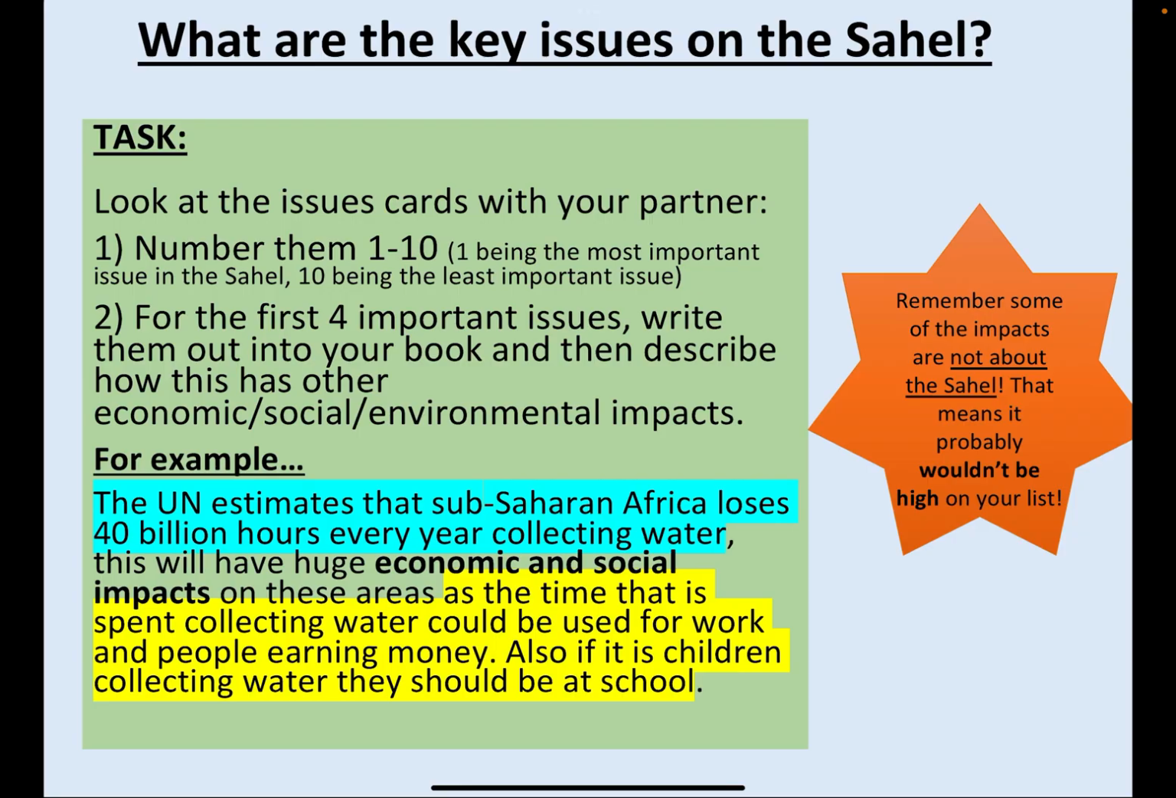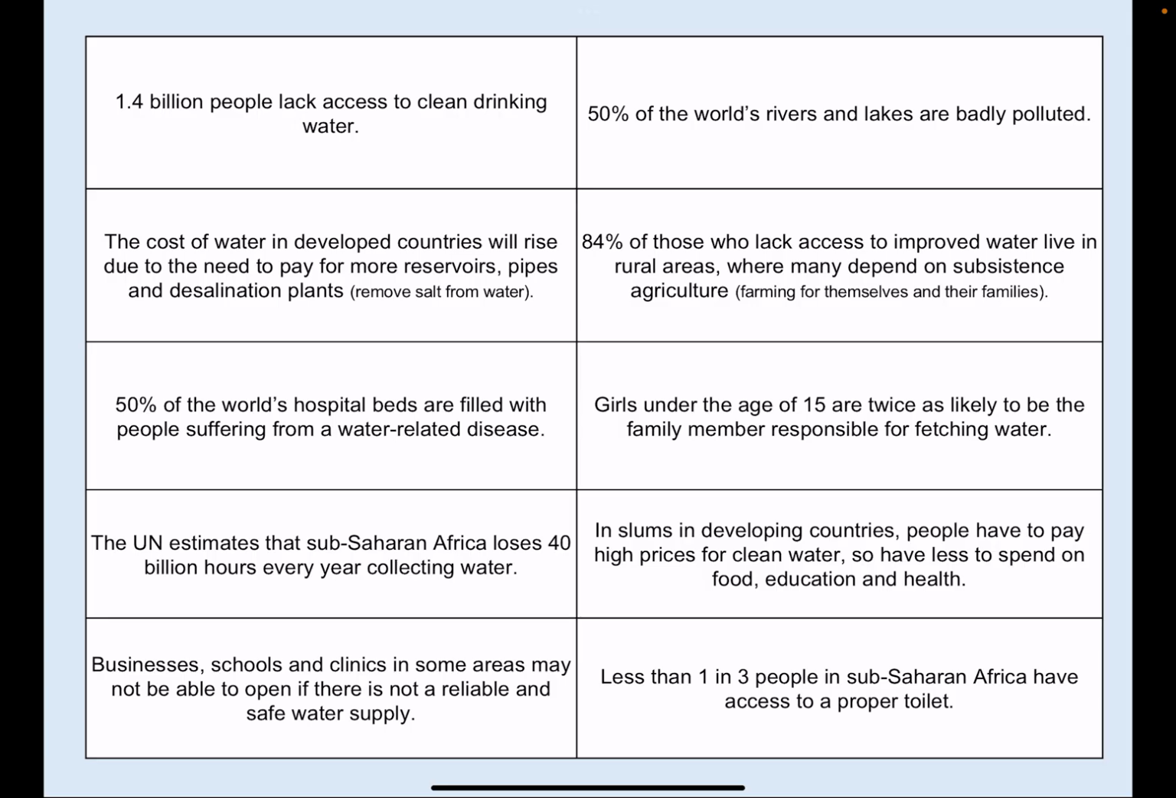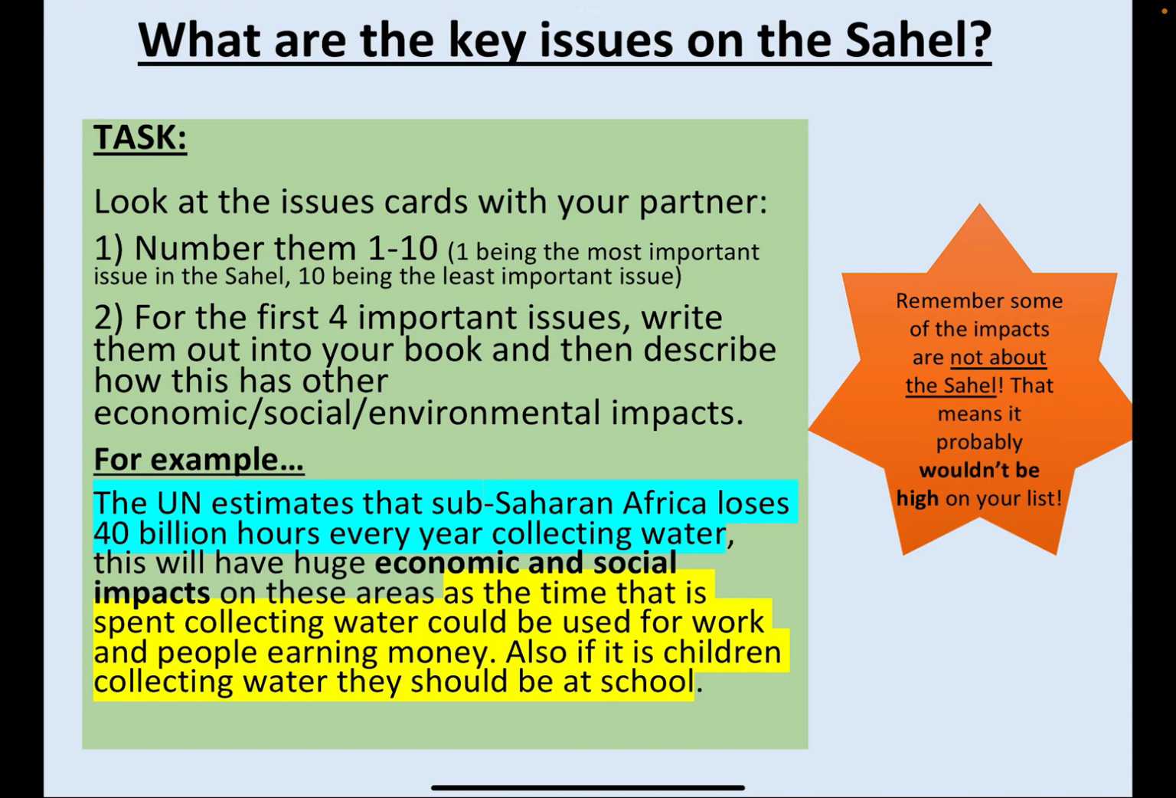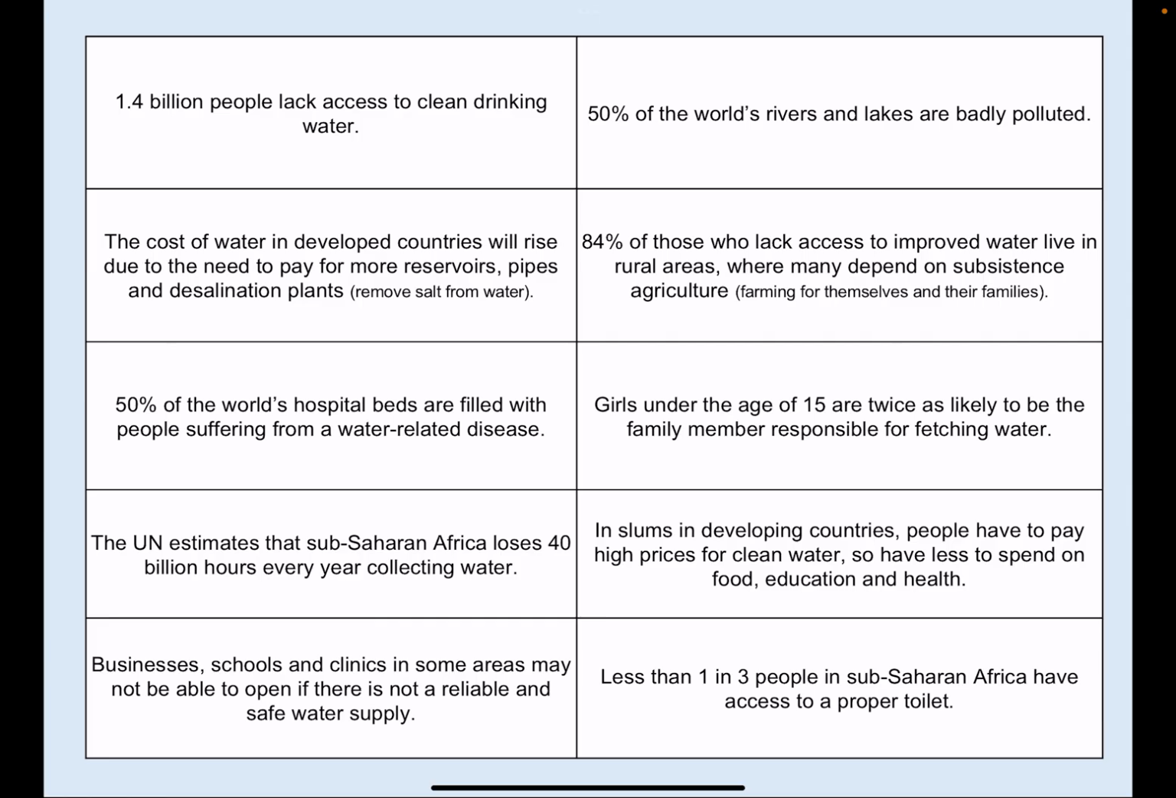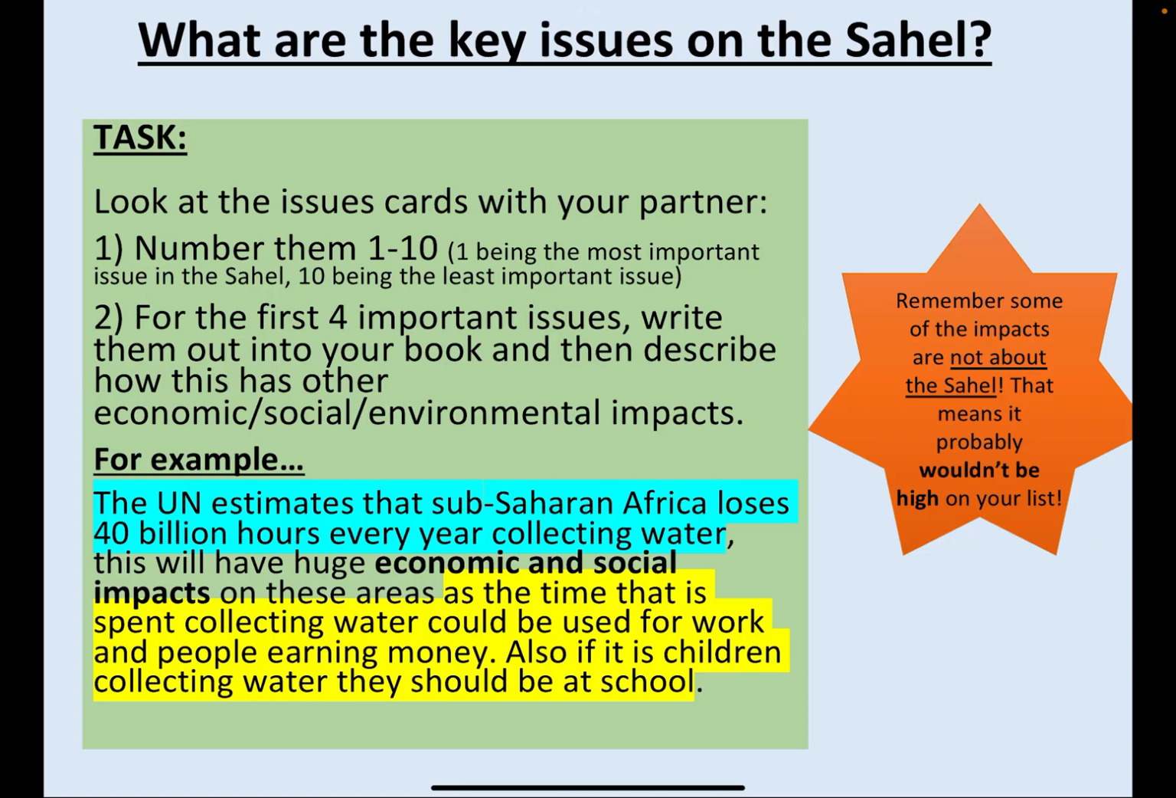Now we're going to look at some of the key issues on the Sahel. There are 2 tasks, and to do this you will need these cards over here. It says there with your partner, you can do this with a partner, you can also do it by yourself. What you are going to do is number these issues from 1 to 10, in order of being the most important issue. So 1, you would argue, according to you, is the most important issue, the most severe. Number 10, what's the least severe issue for people living in this region?